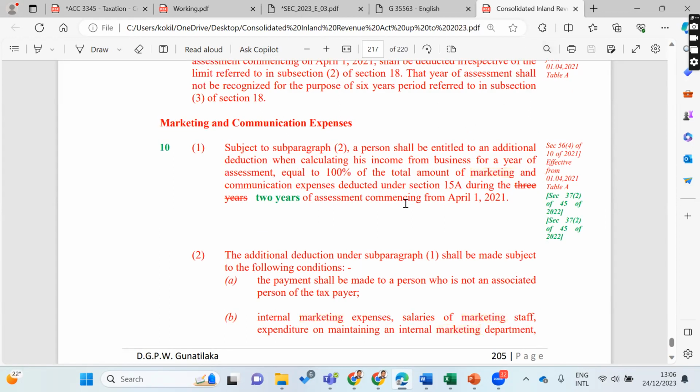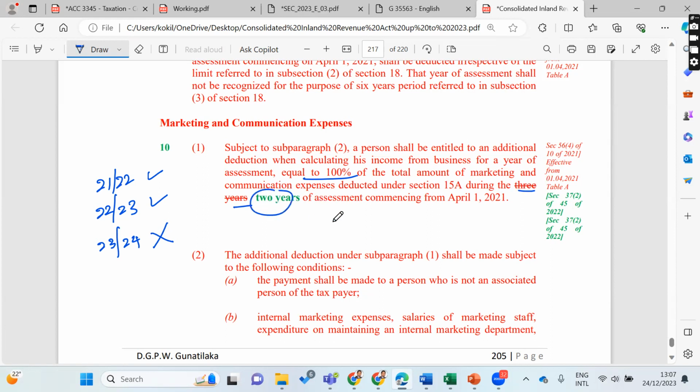But this provision has also been removed. It is applicable only for the years of assessment 21-22 and 22-23. These 2 years we can enjoy this additional 100% benefit. After that, for 23-24, we don't have this provision. You need to understand that. Previously, they came up with 3 years, but they amended it to 2 years.